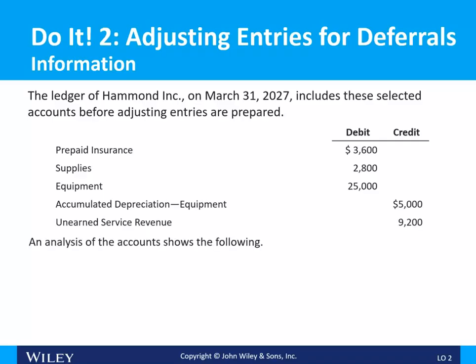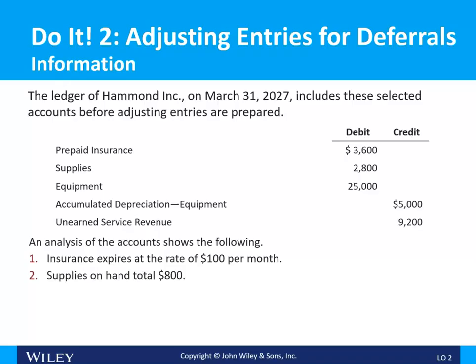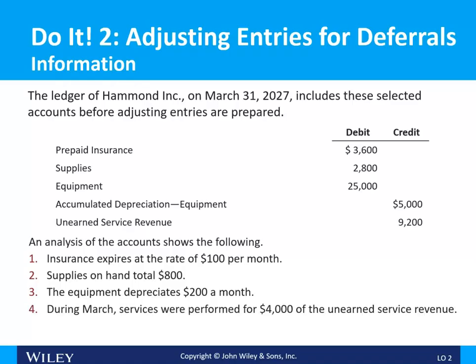So we need to analyze these, and as we do the analysis, we see that insurance expires at the rate of $100 per month. We have supplies on hand that total $800, and the equipment depreciates $200 a month. During March, services were performed for $4,000 of the unearned service revenue, and we need to prepare the adjusting entries for the month of March.